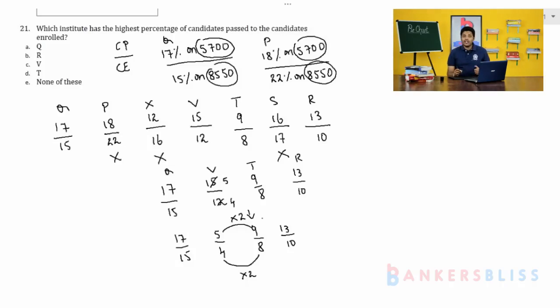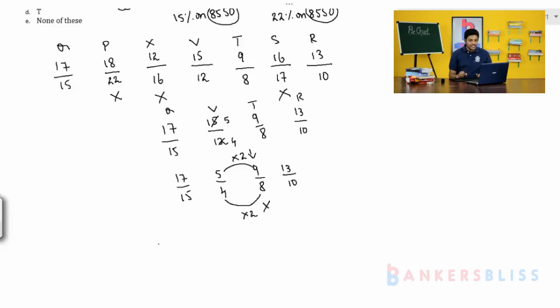Here if you compare, the numerator increasing rate is less than the denominator increasing rate, meaning the resultant value is less than the original value. Therefore, 9 by 8 is less than 5 by 4. So, you cannot consider 9 by 8 as the highest one. So, 9 by 8 is rejected.